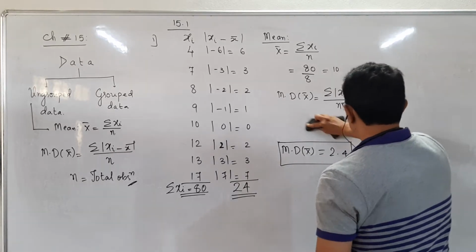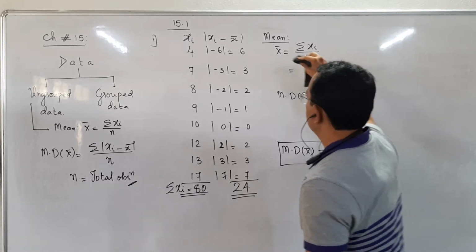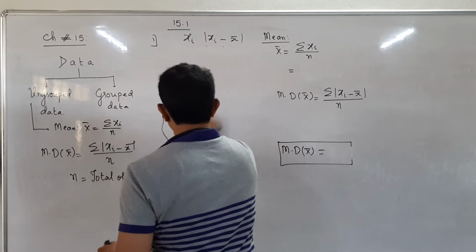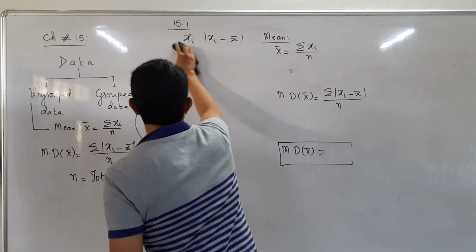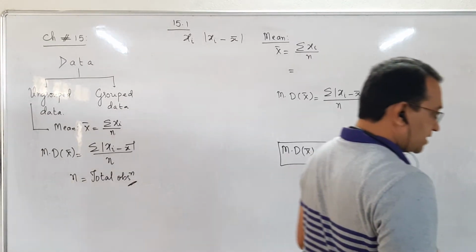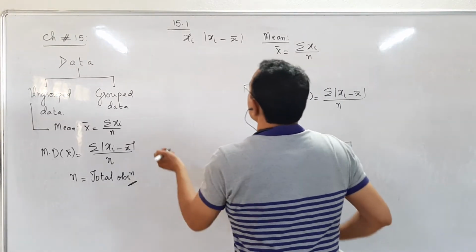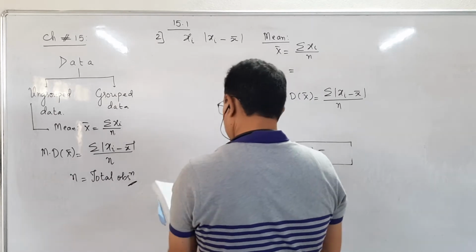Okay, now let us do sum number 2. I am keeping this format as it is. So now students, we are doing sum number 2, which is again very interesting, a very similar sum. Let us note down the given observations. It is ungrouped data because frequency is not given.